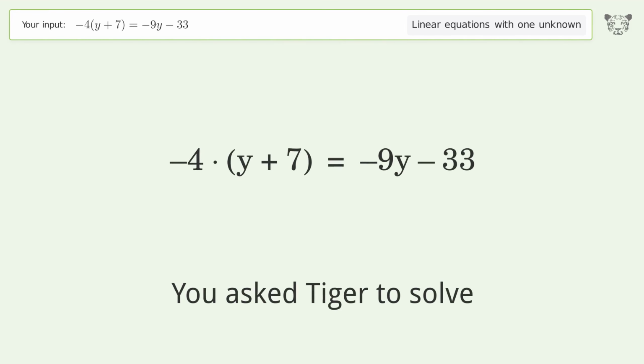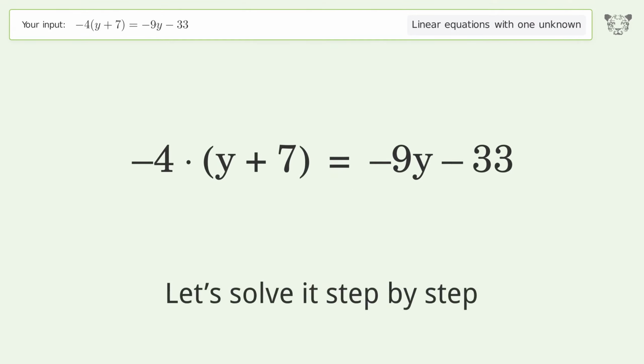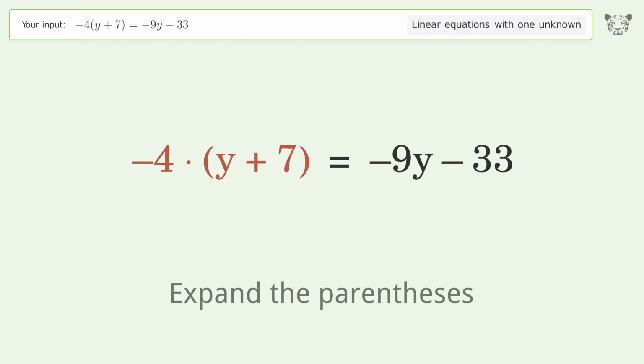You ask Tiger to solve. This deals with linear equations with one unknown. The final result is y equals -1. Let's solve it step by step. Simplify the expression. Expand the parentheses.